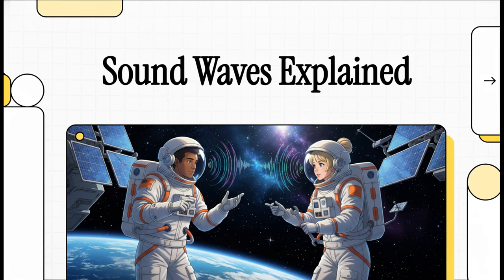Picture this. Two astronauts are floating outside a space station, doing some repairs in their spacesuits. They're literally just 2 meters apart. They can see each other perfectly, but they cannot hear a single word the other is saying. Even if they scream at the top of their lungs, total silence. Why? Because in space, there's absolutely no sound.